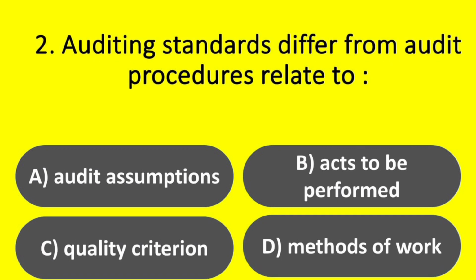Auditing standards differ from audit procedures related to: Option A, audit assumptions. Option B, acts to be performed. Option C, quality criterion. Option D, methods of work. Answer: Option B, acts to be performed.